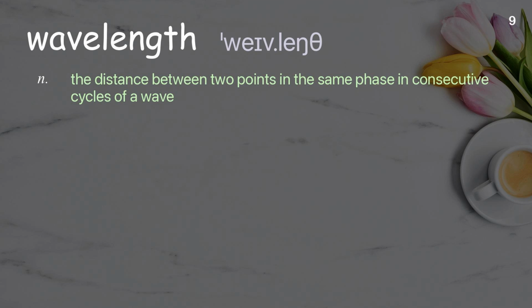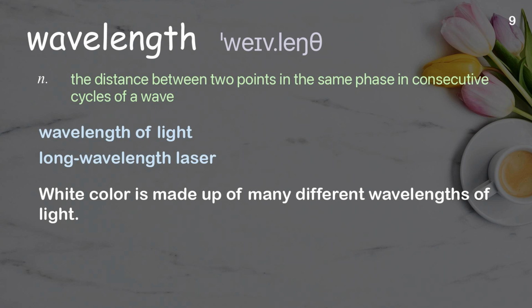Wavelength. The distance between two points in the same phase in consecutive cycles of a wave. Examples: Wavelength of light. Long wavelength laser. White color is made up of many different wavelengths of light.